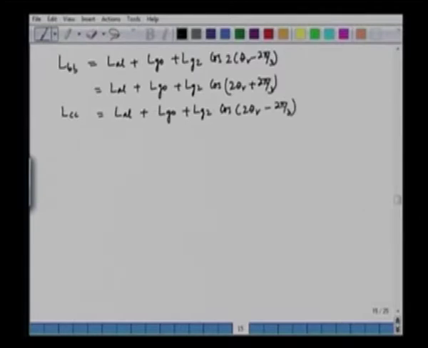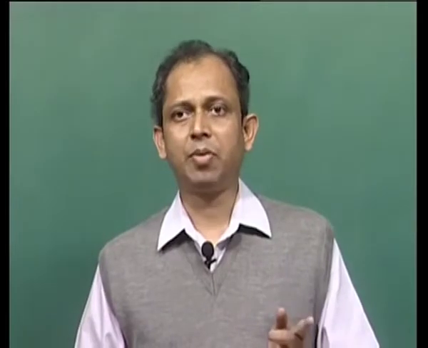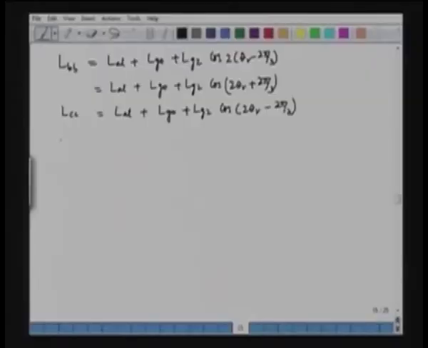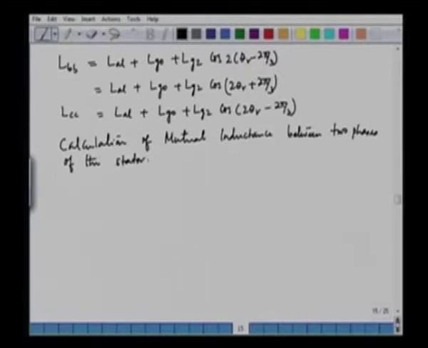So, we have been able to find out the self inductance of the three phases, phase A, phase B, and phase C. Now, after finding out the self inductance of the stator, we can find out the mutual inductance between two phases of the stator, phase A with phase B, phase B with phase C, and phase C with phase A. So, we will now discuss the calculation of mutual inductance between two phases of the stator.